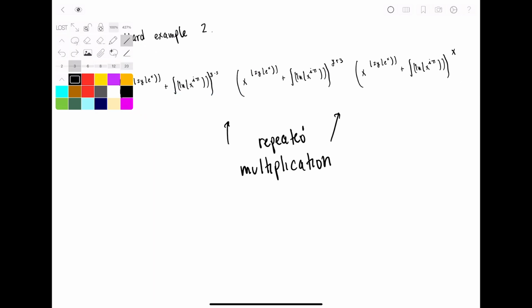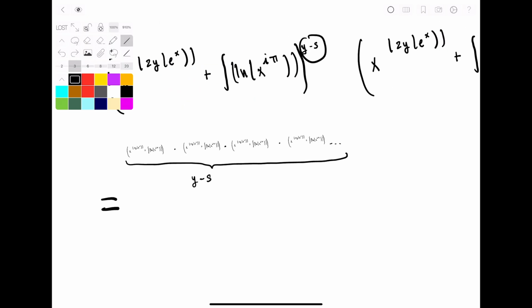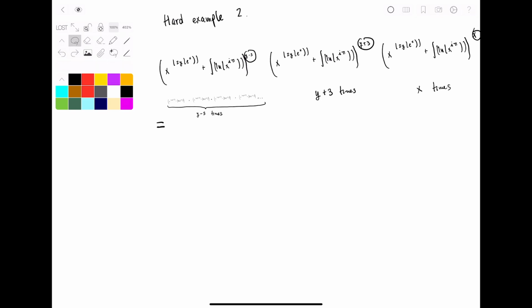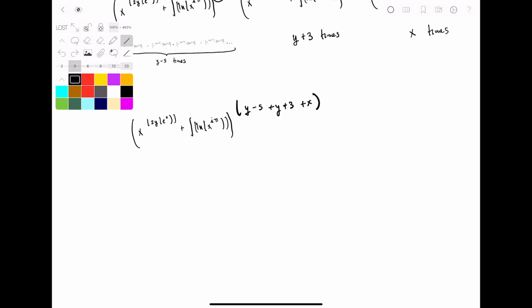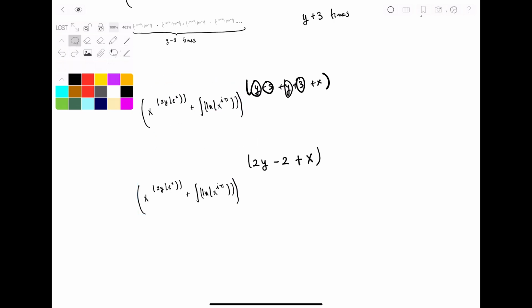So how many times is it being multiplied? Well, it's the total number of multiplications, which is the addition of our exponents. So y minus 5 plus y plus 3 plus x, leaving us with this monster to the 2y plus x minus 2. It's that simple. And you got it.